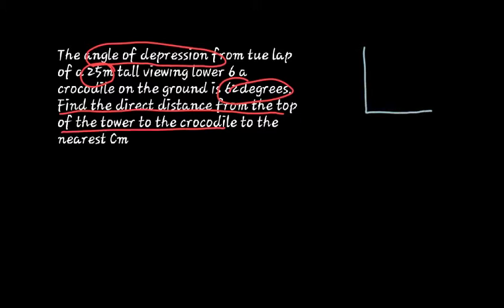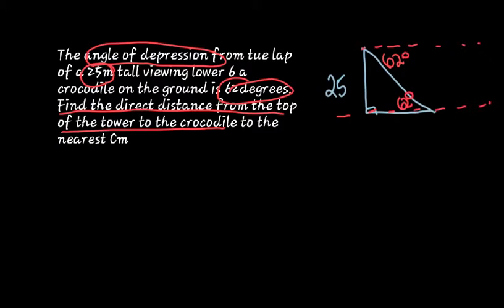Just a right angle triangle, don't be fancy. Okay, we know that it's 25 metres tall, and we know that the angle of depression, so we're talking about this angle up here, is 62 degrees. So remembering, if we're talking about this angle using our parallel lines, we're also talking about this angle down here, so it's 62 degrees as well.